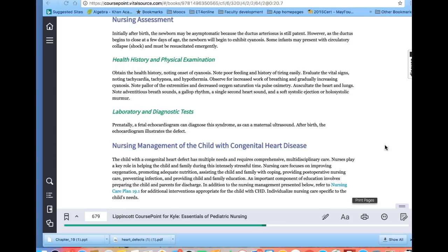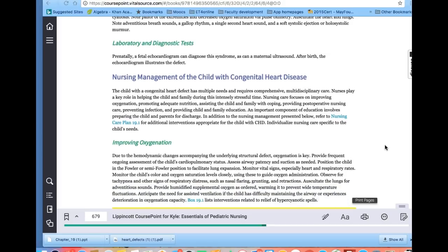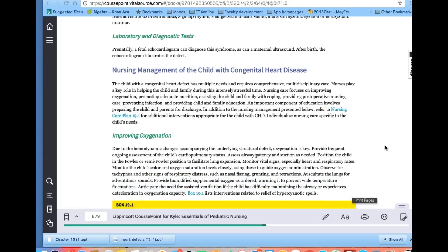You're going to see all the same signs of congestive heart failure. You're going to see tachypnea, tachycardia. With this one, you might see some hypothermia, low pulse ox. You might hear an S4. When we talked about normal heart sounds, an S4 almost always means that there's some sort of cardiac something going on.